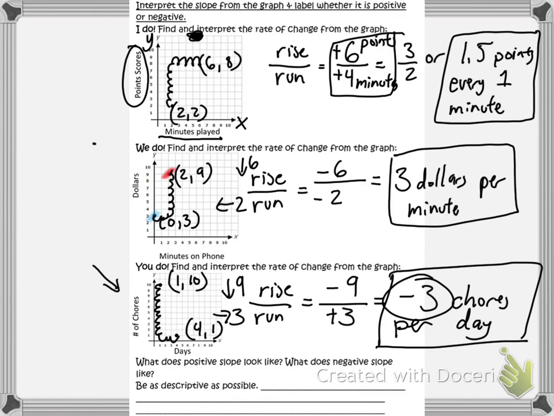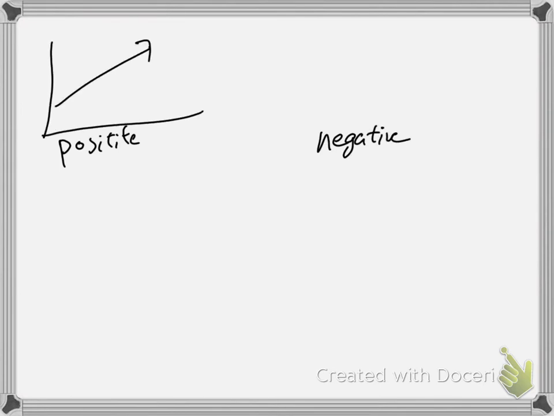What does positive slope look like? What does negative slope look like? Be as descriptive. Okay, so let's go on over here. For your final question, here is positive slope. Here's negative slope. All right, positive slope looks like this. Negative slope looks like this.